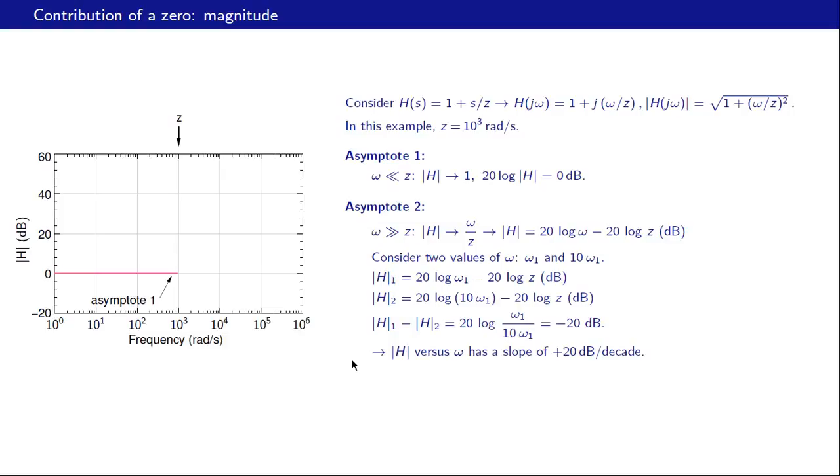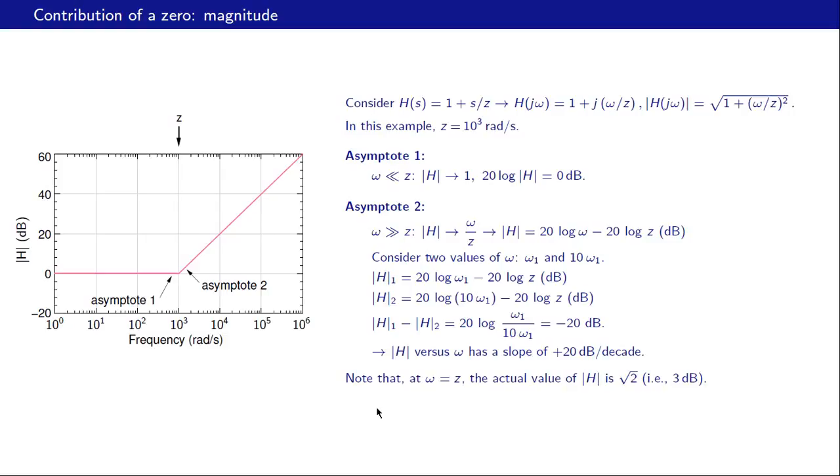Alright, let us now look at the asymptote. That is what it looks like. It passes through this point, omega equal to z, H equal to 0 dB, and it has a slope of plus 20 dB per decade. If we change the frequency by a factor of 10, we go up by 20 dB.